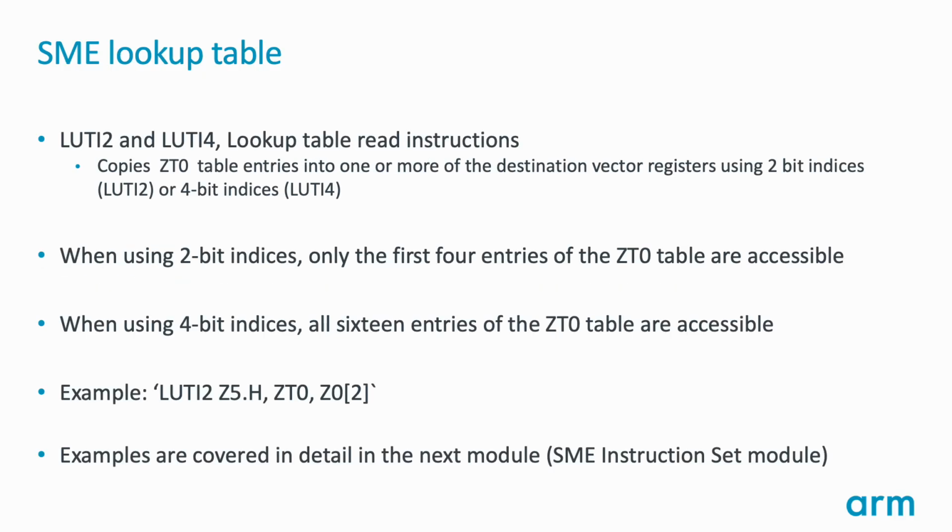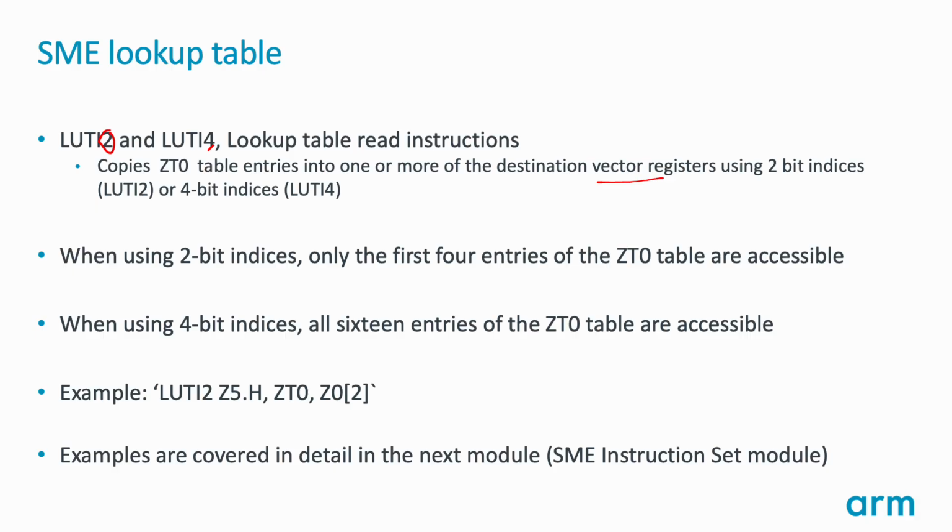The lookup table has exclusive instructions to read the lookup table. LUTI instruction can be used to read contents from the lookup table. And LUTI2 indicates that you are using 2-bit index, which means you can access only one of the 4 entries, that is one of the first 4 entries in the lookup table, and load it into a destination vector register. That is, read contents from ZT0 depending upon the indexing with either 2-bit or 4-bit indexing. You can access one of the entries, and the corresponding entry can be copied into a vector register.